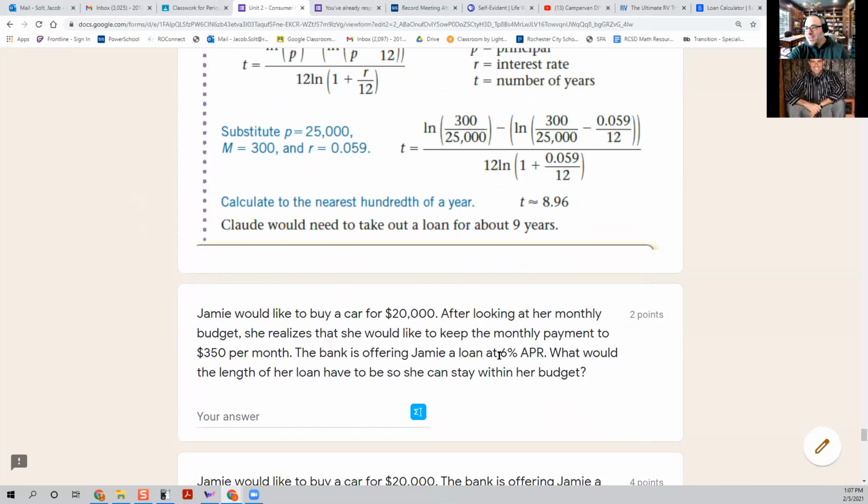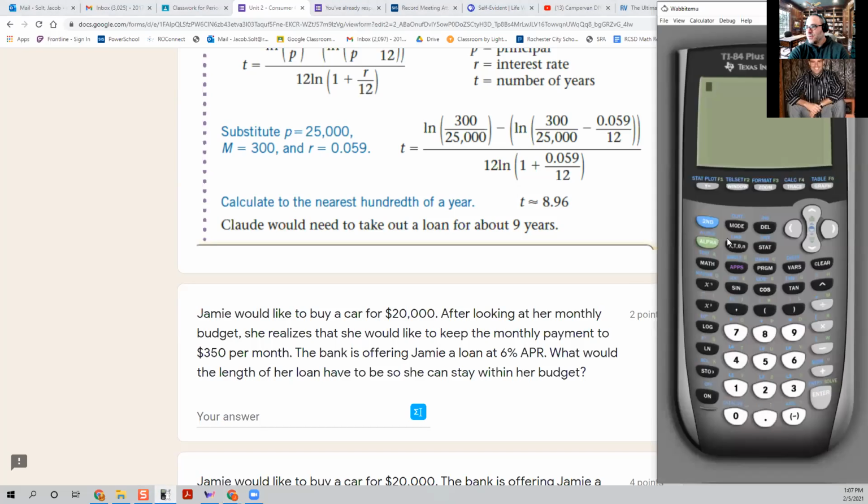The bank is offering Jamie a 6% APR. What would the length of the loan have to be so that she can stay within her budget? All right, so I'm going to show you how Mr. K showed us that one time with the N over D this time, just to keep everything kind of similar. So I'm going to press this green alpha button, and then I'm going to press the Y equals button.